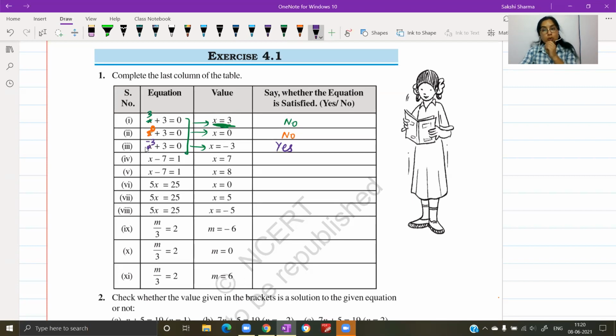I am doing it orally in my mind. You are not supposed to write down, but अगर आपको लिख के convenient लगता है, आप अपनी कॉपी पे इसको solve करके check कर सकते हो.